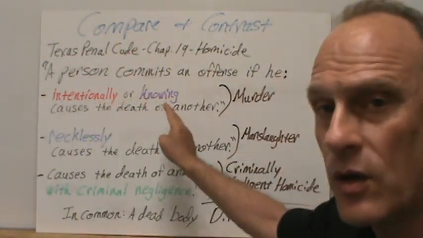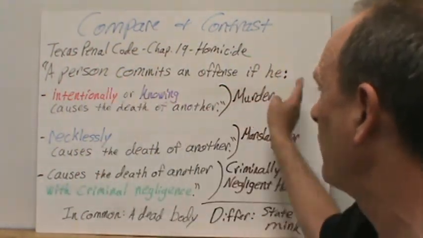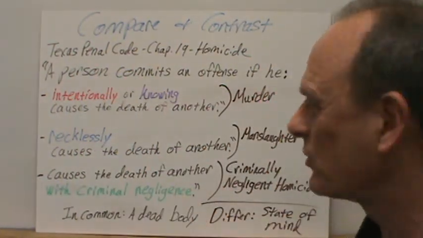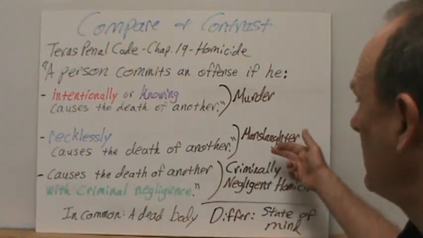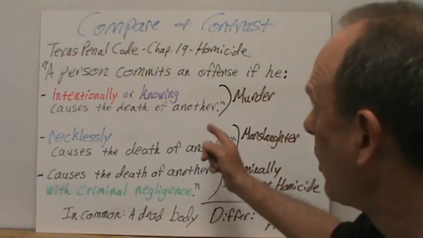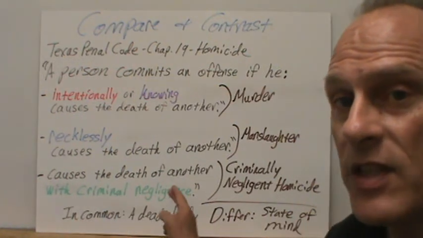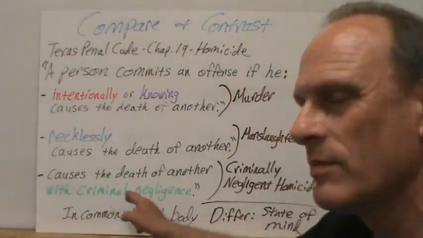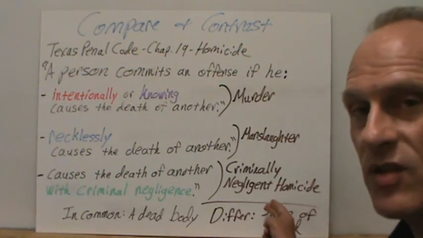So either one of those states of mind will get you murder. A person commits an offense if he recklessly causes the death of another. Well, that's manslaughter, and that's going to be punished less harshly than murder would be. Or a person commits an offense if he causes the death of another with criminal negligence. And that's criminally negligent homicide.